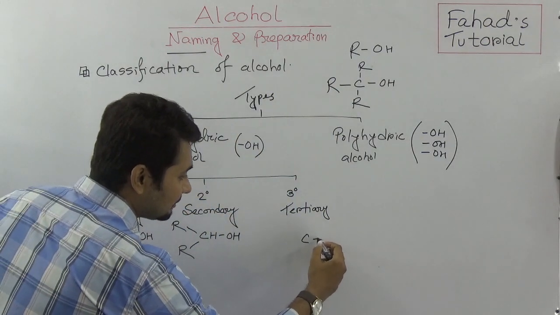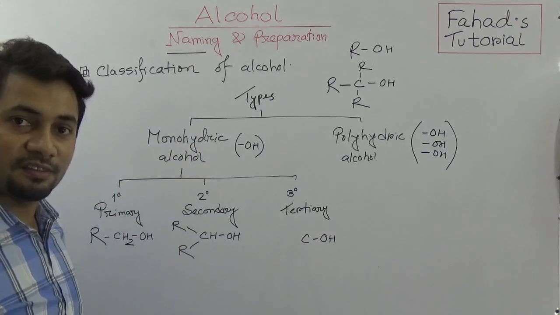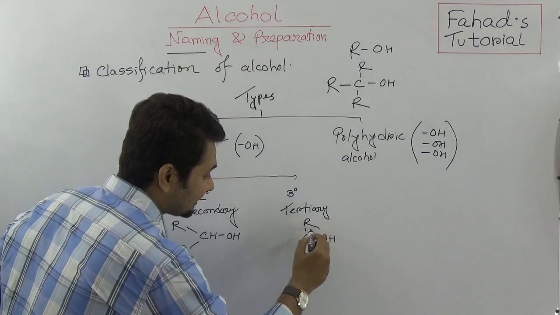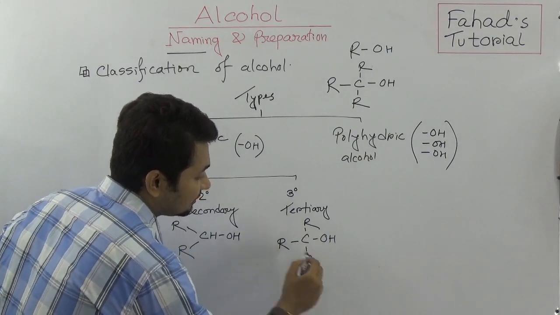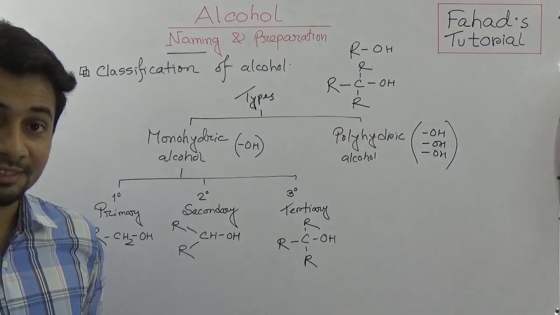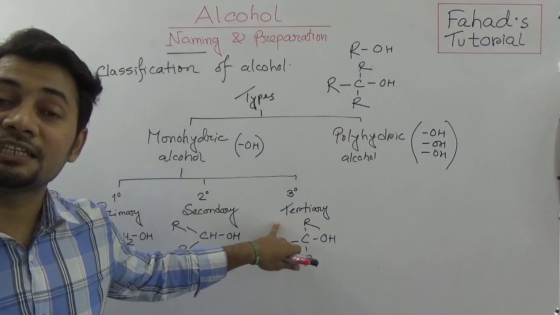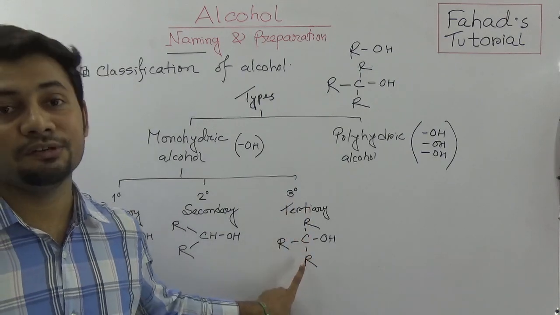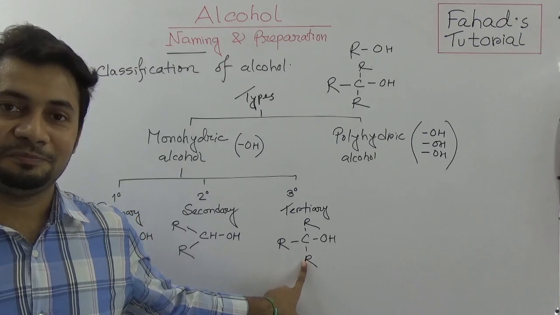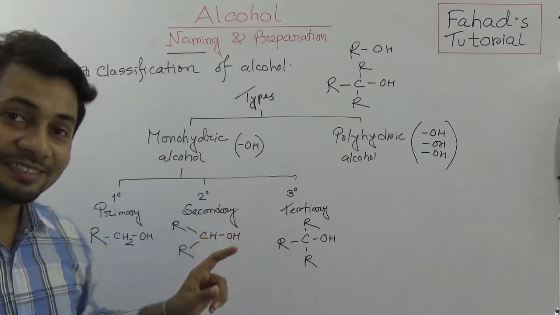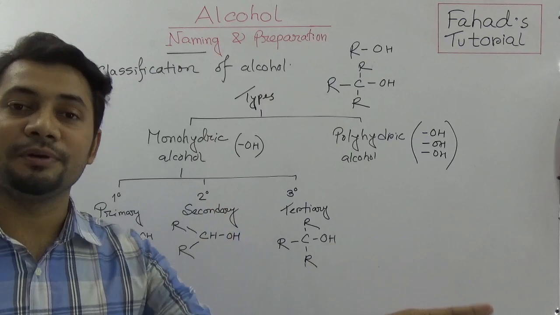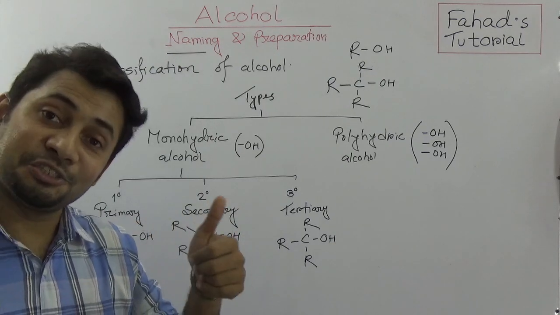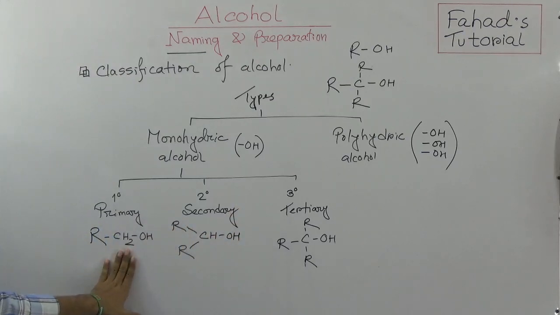it would be COH. So only carbon would be present, and then the other side alkyl group will be substituted. So there is no hydrogen present in case of tertiary or 3-degree monohydric alcohol, because all hydrogen is already substituted by alkyl group. So the minimum group in case of tertiary is COH, in case of secondary CHOH, in case of primary CH2OH. So I hope you understand.